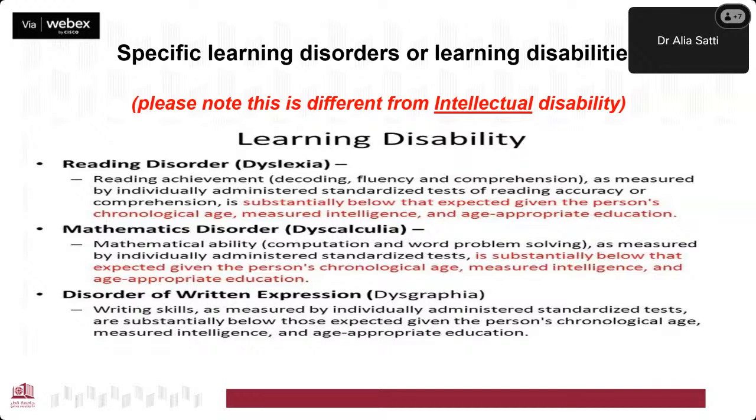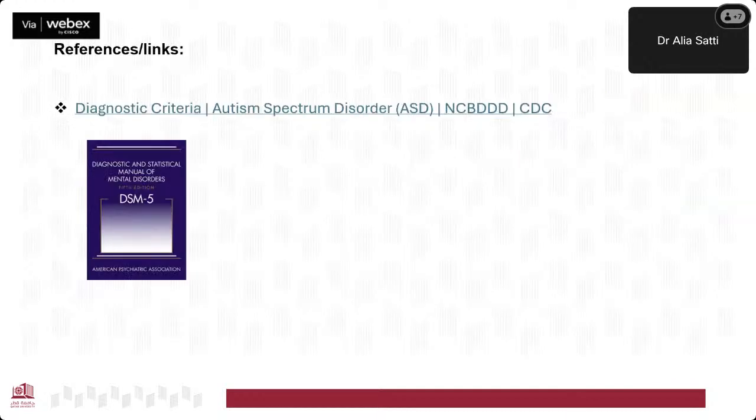IQ is not the problem because outside academics, they're functioning absolutely fine. But when it comes to academics and the decoding of letters and numbers, that's where the problem is. Hence, it's a learning disability. And there are specific tests for this as well to differentiate between the two. This is a reference, and the main book that we use here is the DSM-5 for criteria.